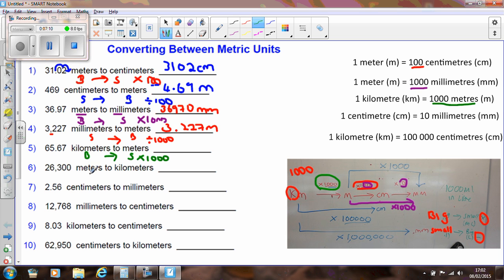And here is small to big, so this is the opposite way around. So this is going to be divided by 1000, because it's still the same measurements. Let's do those two together.